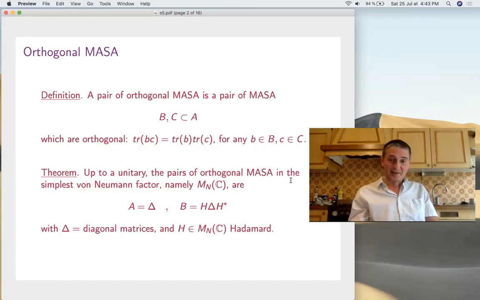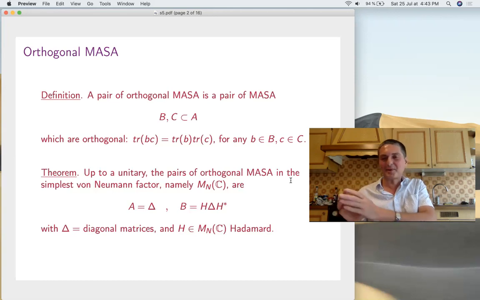So this is very interesting because once again, starting with things going back to von Neumann, you are led to MASA and then orthogonal MASA, and in the simplest case, you are led to Hadamard matrices. So these matrices are very important for von Neumann algebras.